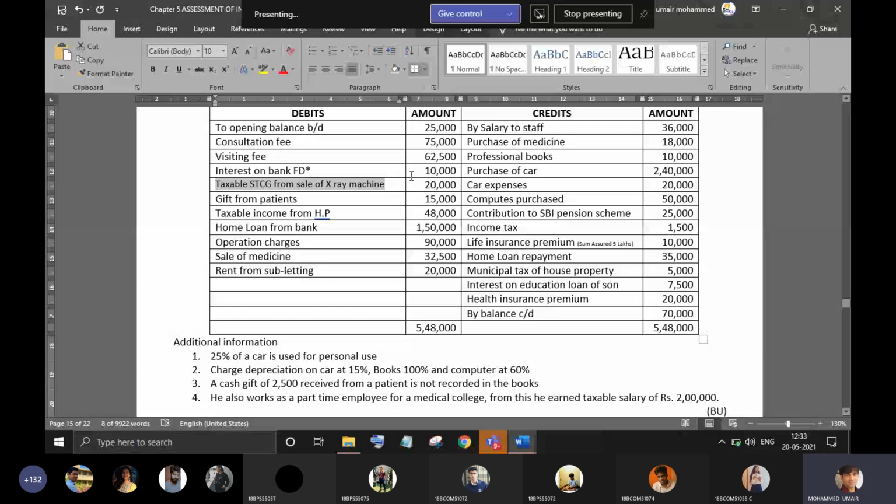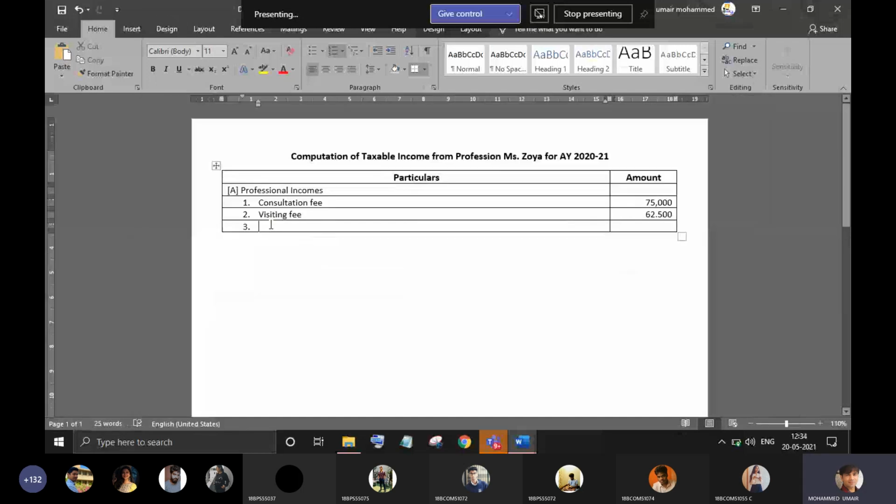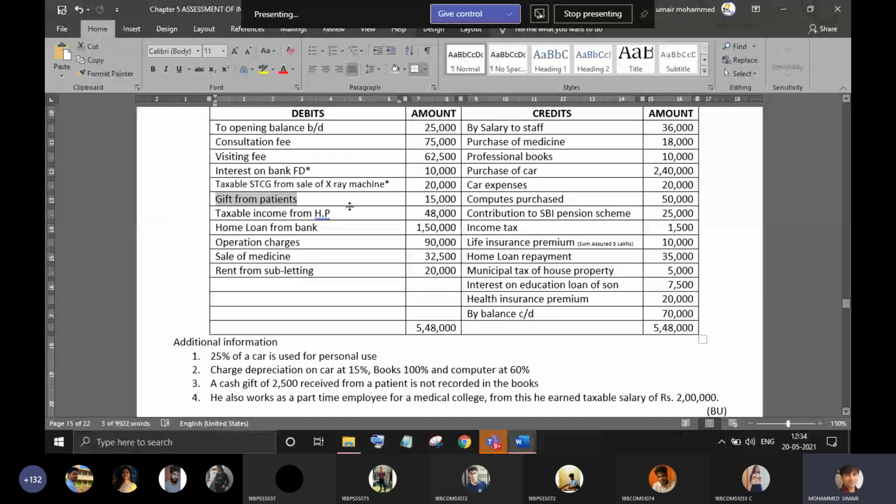Gifts from patients, yes, we have to take. So let's take gifts from patients, 15,000 rupees. Next you have taxable income from house property, again, we don't take this in profession. Home loan taken from bank: first of all, loan is not an income, and second, this is again a home loan, so nothing to do. We don't take any kind of loan as an income. Loan is a liability, so we don't take it.